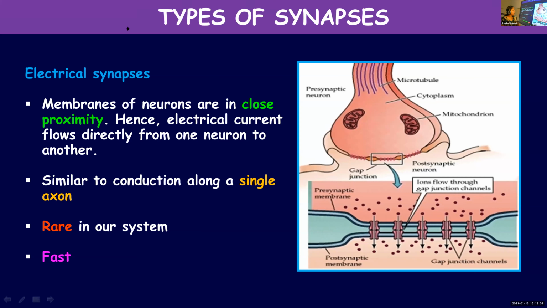Then, it takes place here in electrical synapses. The neurons will be lying very close together, and the transmission, or the electric current, will flow very smoothly from one neuron to the other, just like the impulse is moving along a single axon.